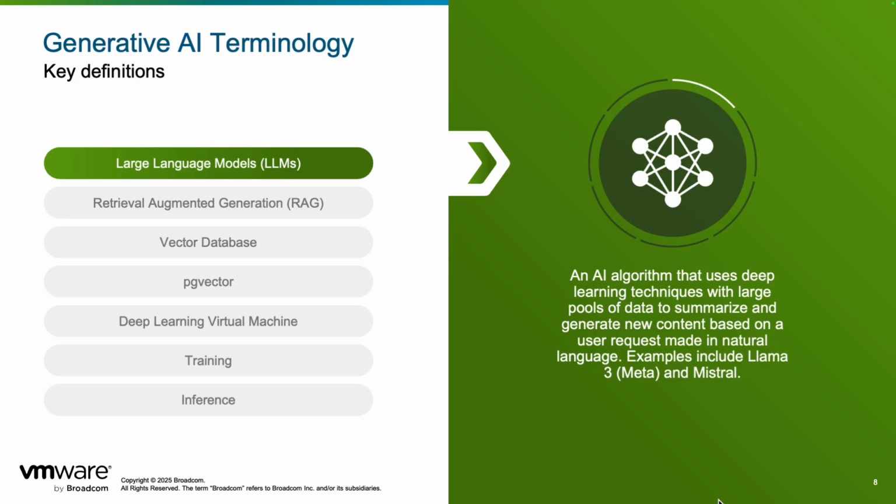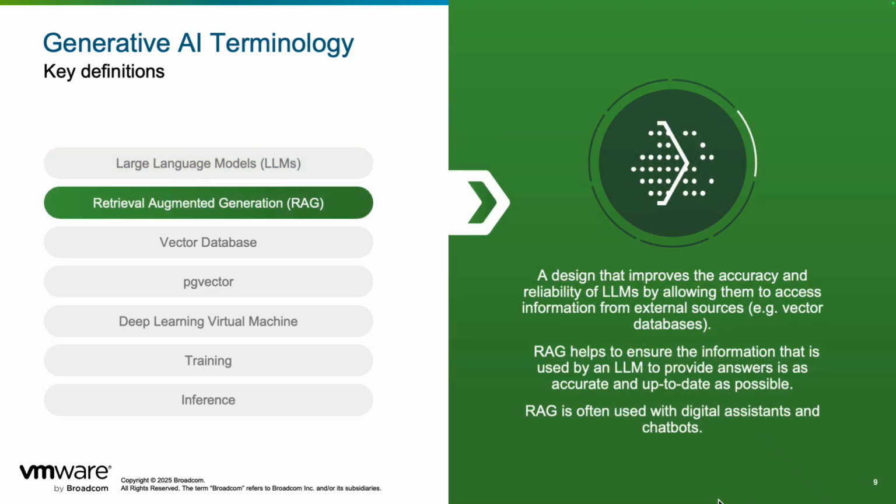And once the model is trained, it can then summarize and generate new content based on a user request made in natural language. That could be English or Spanish or Japanese or any language. Examples of this include the Llama set of models from Meta or Facebook, the Mistral models from a company called Mistral, and there are many others of these models. Some of them are open weights models, open license models that we can bring down from the source of them and use them in-house.